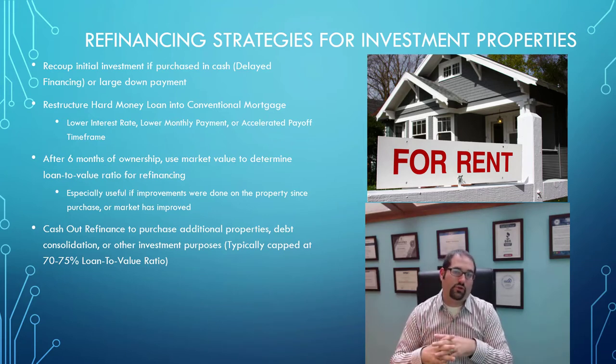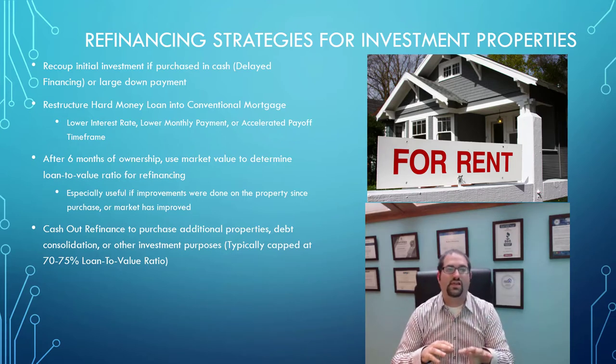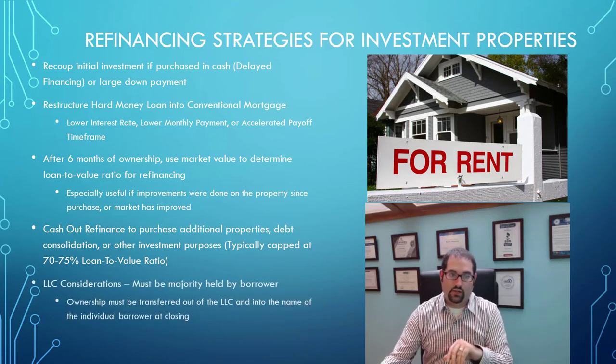Now, it's important that you understand that unlike an owner-occupied property that you live in, where you can access 80 to 90%, depending on the loan program, on a cash-out refinance, on an investment property conventional mortgage, you're going to be capped at getting between 70 and 75% of the market value of the property in cash out. So just keep that in mind when you're doing your calculations.